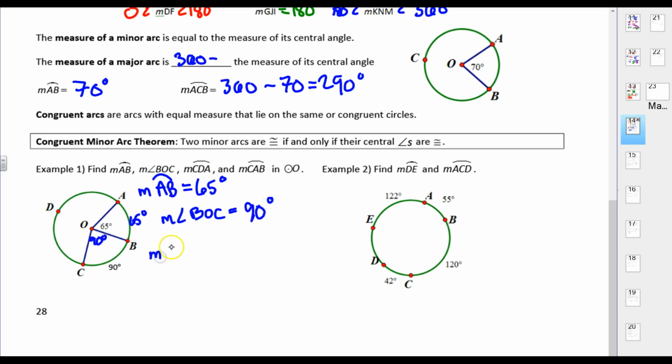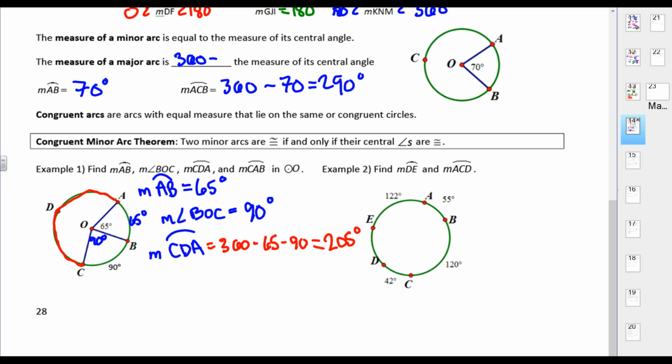And the measure of arc CDA, well, C to D to A is everything except, so I'm going to trace that. CDA is here. It's everything except the 65 degree angle and the 90 degree angle. So it'd be 360 degrees minus 65 minus 90, which gets me a total of 205 degrees.